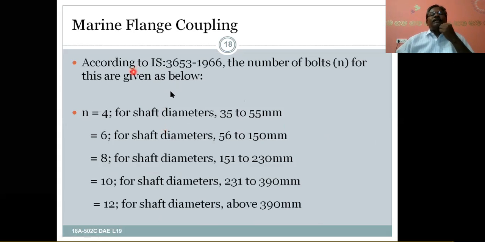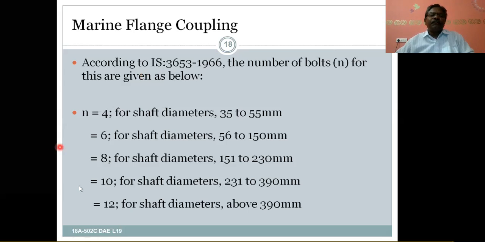In case of marine flange coupling, we are not going to apply the number of bolts same as in the previous case, but here it is different. Previously it was 3 up to 40 mm, 4 up to 100 mm, and 6 above that. But now it is different as per IS 3653-1966. The number of bolts N for the marine flange coupling are given as below.